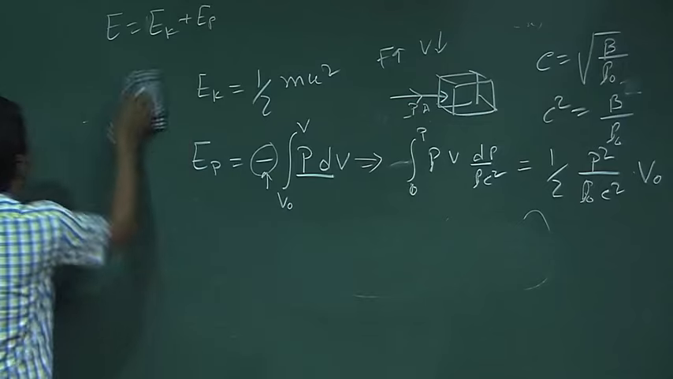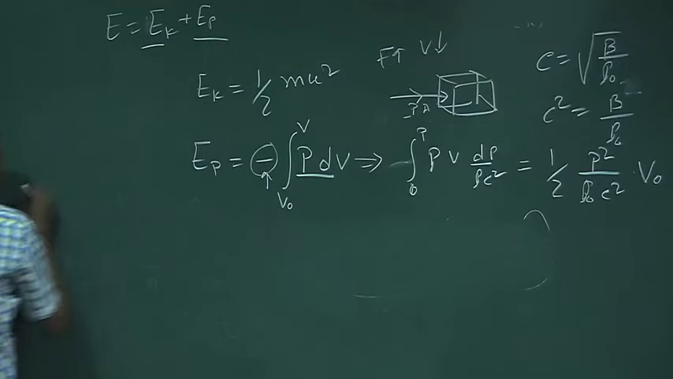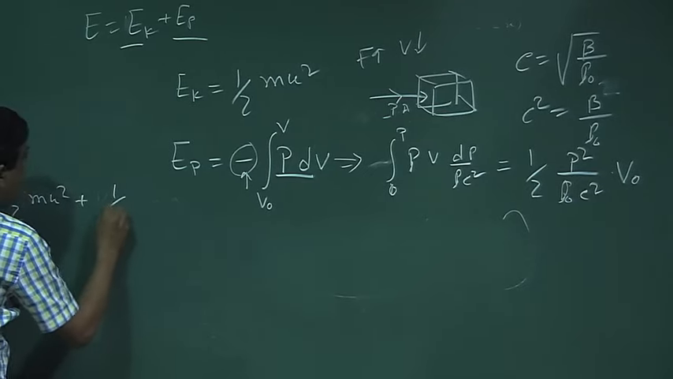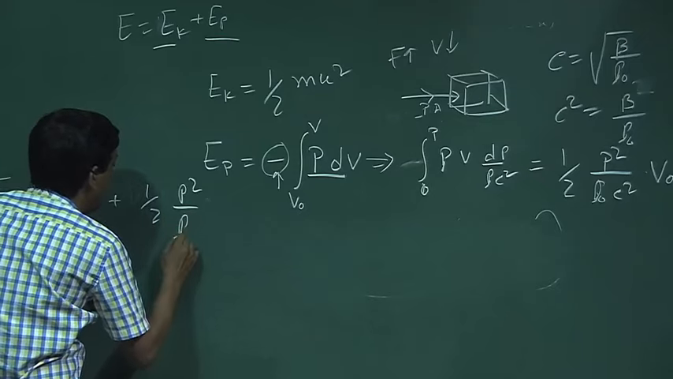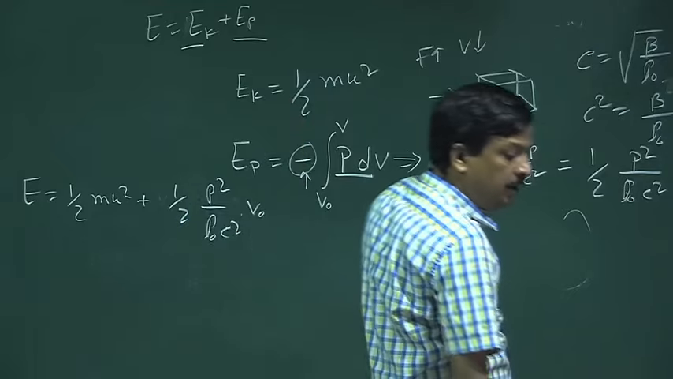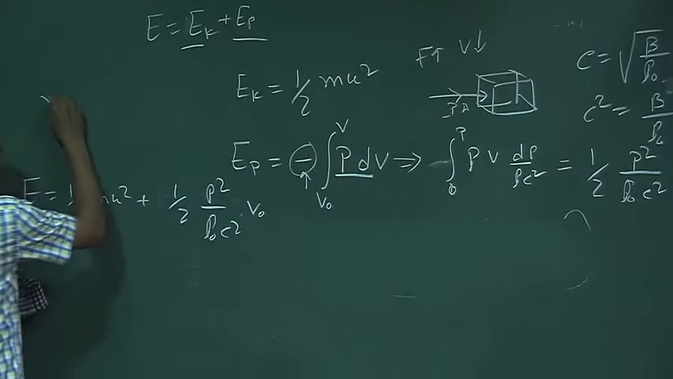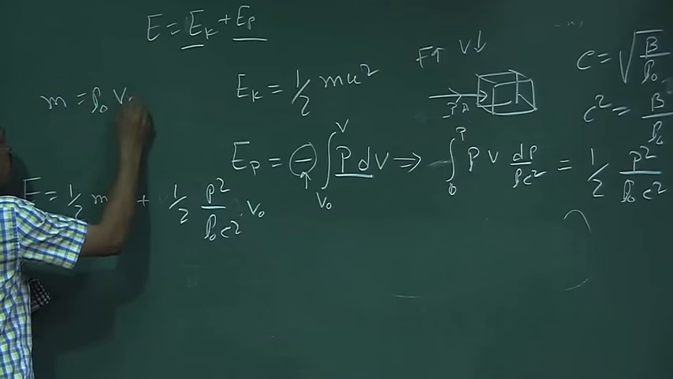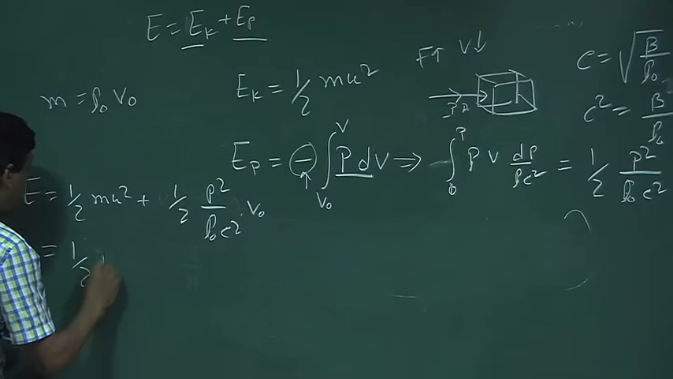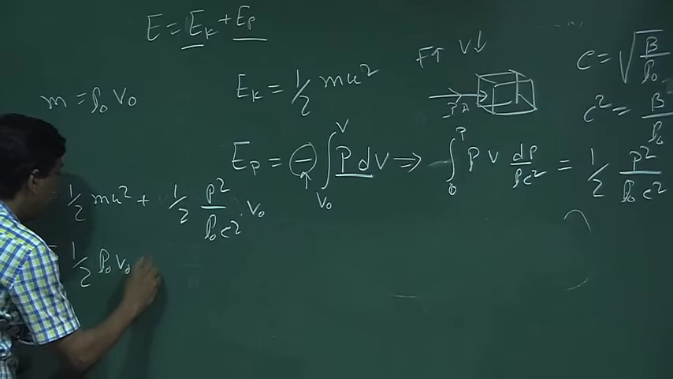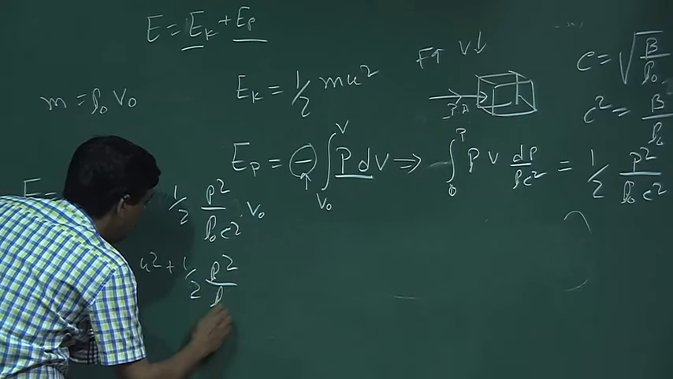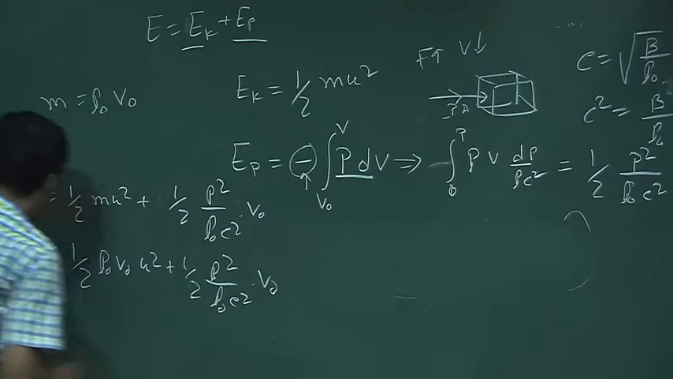So, total energy is nothing but kinetic energy plus potential energy. So, energy is equal to half m u square plus half P square by rho 0 C square V 0. Now, what is m? M is nothing but rho 0 into V 0, the mass of that small volume is rho 0 into V 0. So, it is half rho 0 into V 0 into u square plus half P square by rho 0 C square into V 0.